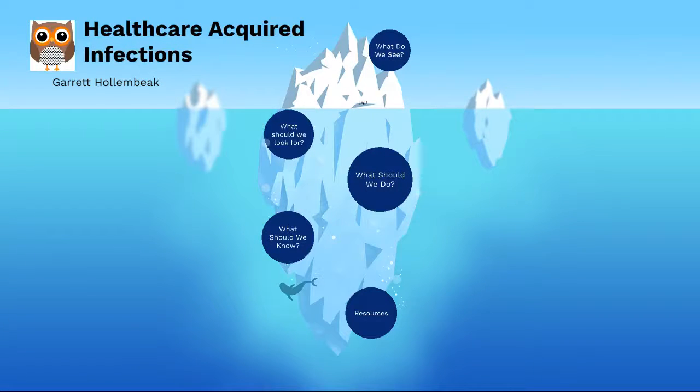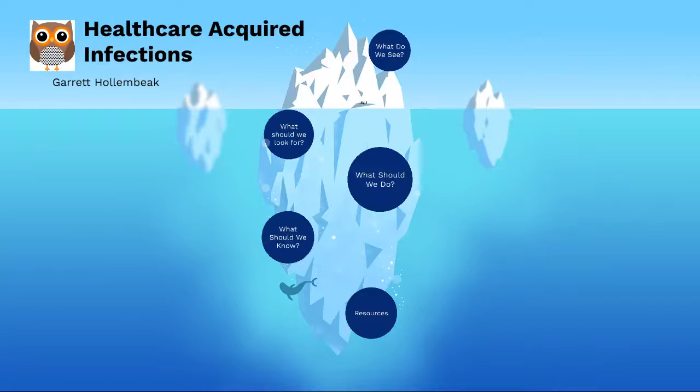Okay, so today we're going to talk about healthcare acquired infections, and we're going to use the model of an iceberg. I think we've all heard before that you can see only 10% of what's going on above the surface of an iceberg, and the other 90% is what's going on below the surface. And that's very similar to what happens with healthcare acquired infections.